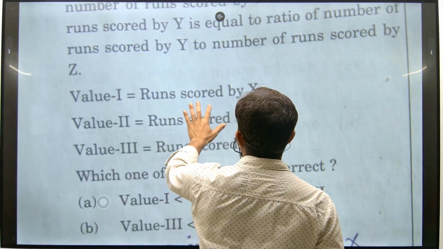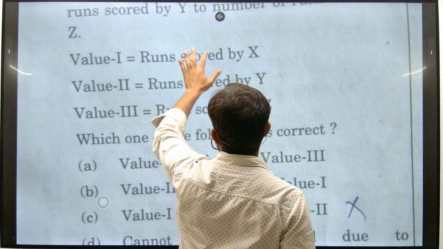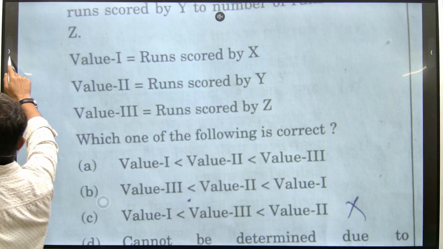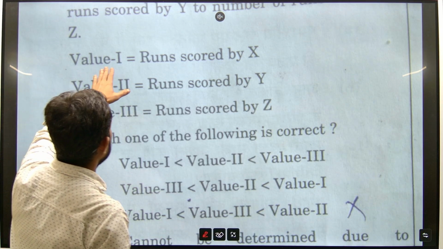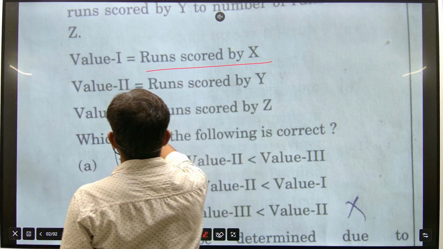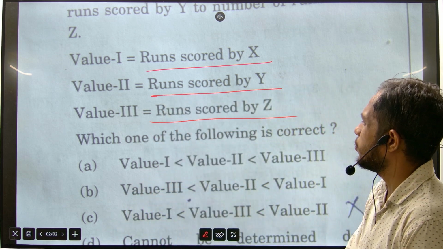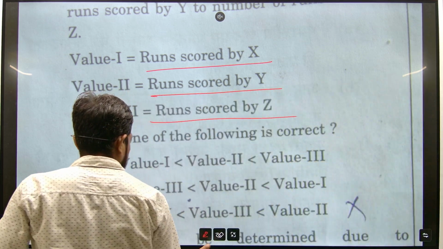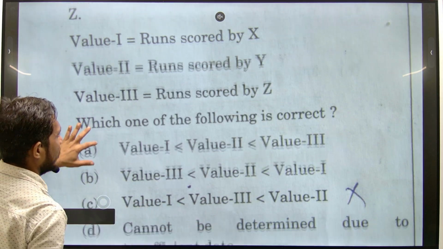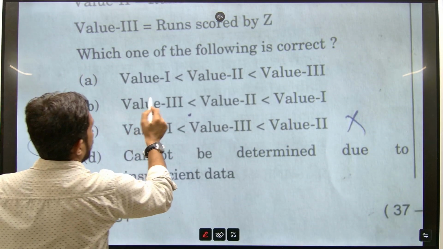Now, remove that. Come to the question. So this is not a question, this is an assumption based thing. So here it is given that value A is the run of X, 2 is the run of Y, 3 is the run of Z. Now come to the options. What he is asking is, which of the following options is correct? Okay? So first is what?